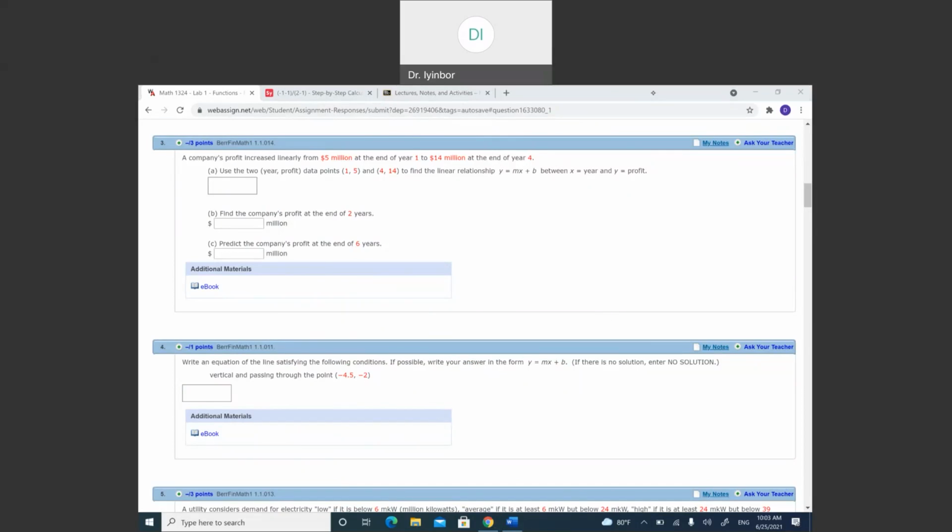So before I find the equation of the line, I have to find the slope. I'm going to use the same way, using the points (1, 5) and (4, 14). I have x1 and y1, x2 and y2. Then I'm going to find the slope first, which is y2 minus y1, 14 minus 5, over x2 minus x1. Oh, sorry.